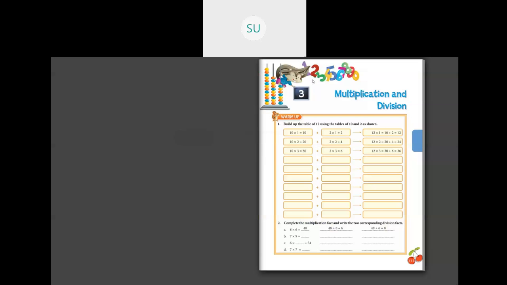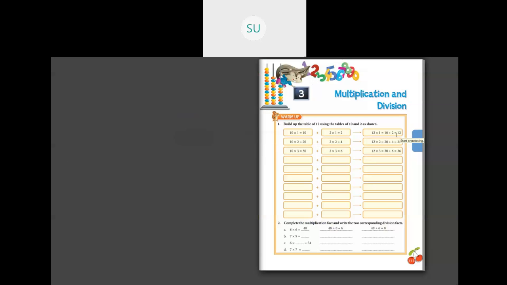Okay, so first question in the warm-up activity, what do we have? Build up the table of 12 using tables of 10 and 2. So let's see how to do that first. Here, what they have done: 10 into 1 is equal to 10. So 10 ones are 10. Then 2 ones are 2. So 10 plus 2, they have added both the products. So you got 12. So 12 into 1, or 12 ones are, is 10 plus 2, 12.